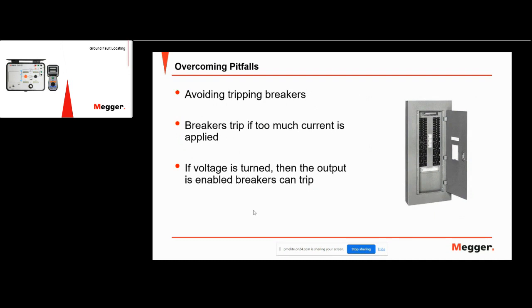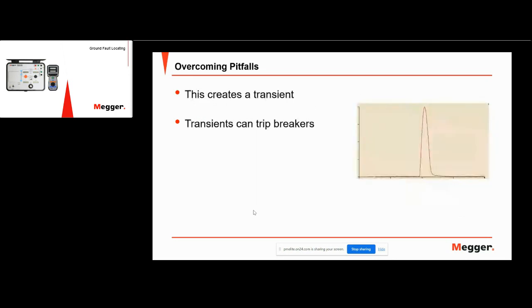Tripping breakers. And again, breakers will trip if too much current is applied. This we've seen happen when people turn up the voltage and then turn on the output. And this can create a situation where the breaker will trip, because think about this. If you turn up your voltage real high and then turn the output on, what are you basically doing? You're creating a transient. That transient is going to go right through, and that is what can trip your breakers.